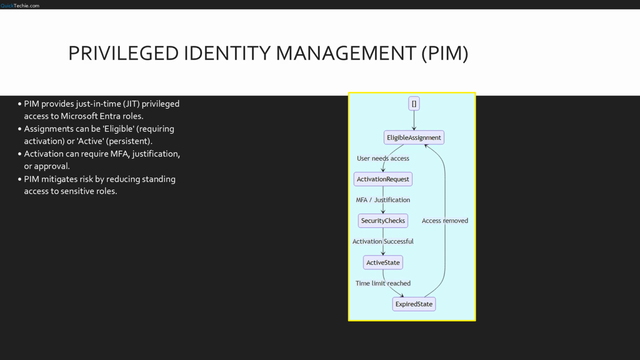This diagram flows through the PIM lifecycle. We start with an eligible assignment. The user does not have permissions yet. When they need to do a task, they initiate an activation request. This triggers security checks, such as requiring MFA or entering a justification. Upon success, they enter the active state, possessing the role permissions for a limited time. Once the time limit is reached, they transition to expired state and automatically revert back to eligible assignment, removing their standing access.